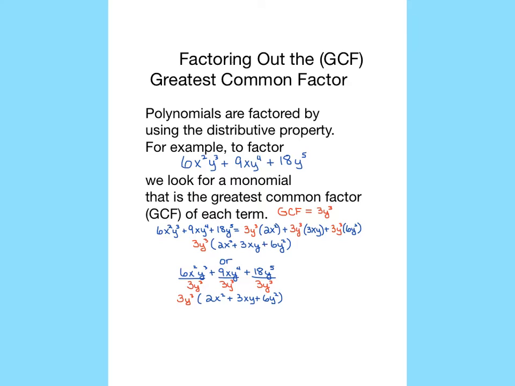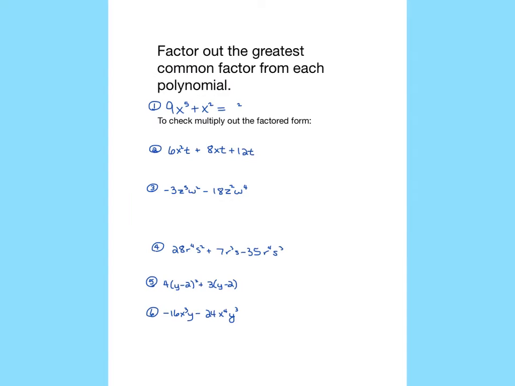So what I like to do is use this method down here where I show that I'm dividing each term by the greatest common factor, and then the answer to the division goes in the parentheses. When I did it here, I was just showing you that after I pull out that 3y cubed and multiply it by each of the terms, that's what I get. Okay, so we're going to try some examples of looking for a greatest common factor.